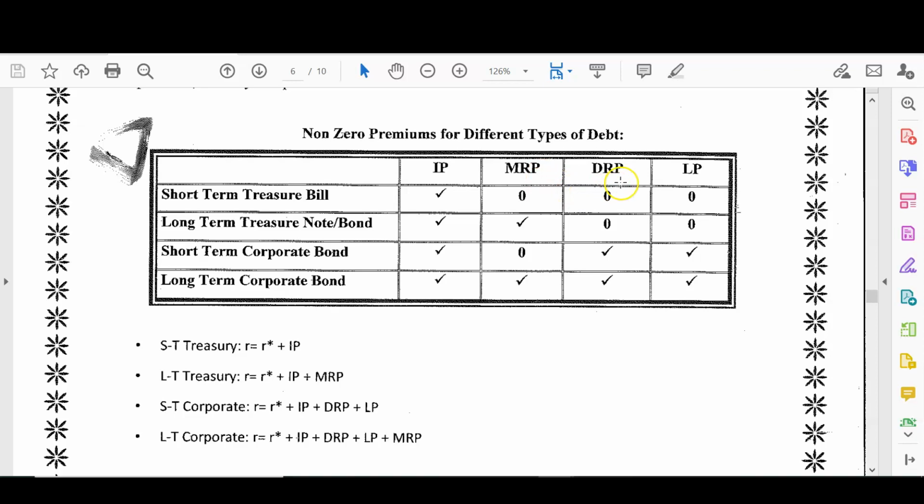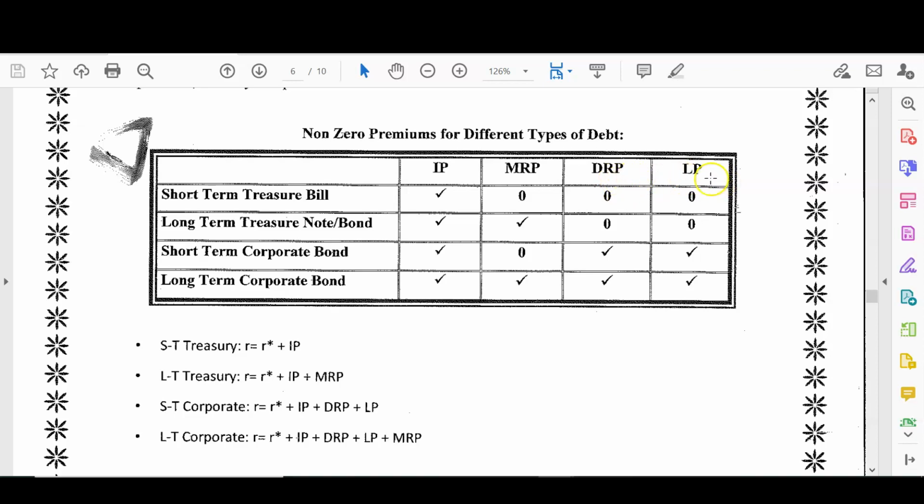Okay, for default risk premium and liquidity premium, remember their definitions: default risk is whether there's a risk that the bond issuer will go bankrupt, so the bond defaults, and liquidity is whether the bond is popular enough in the market that we can exchange it into cash easily, depending on the liquidity level of the assets.